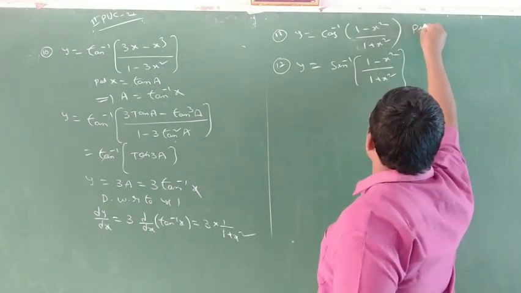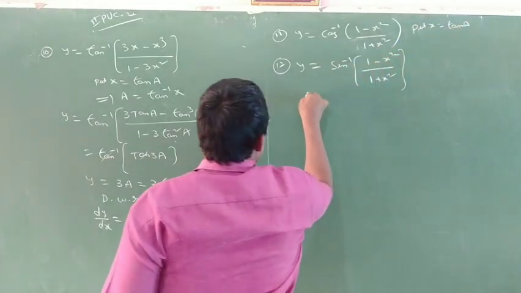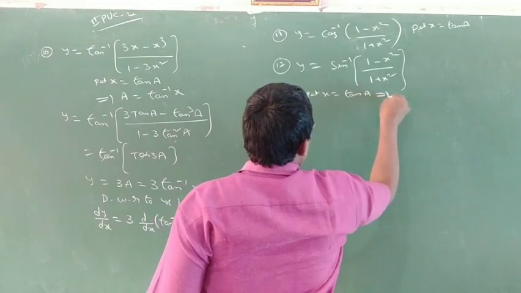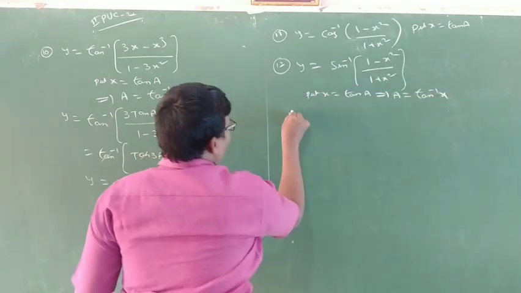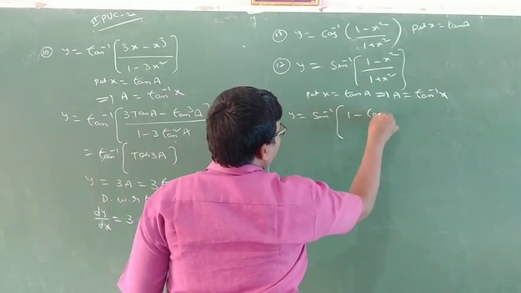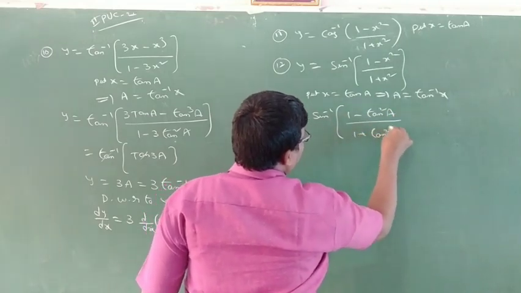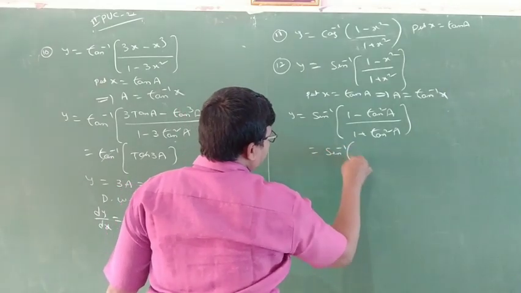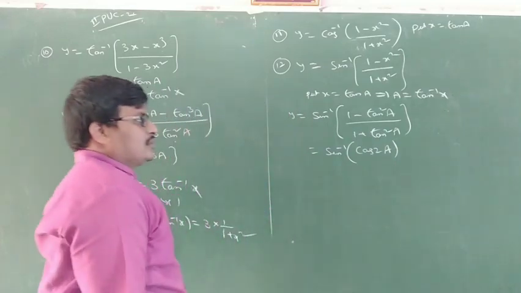Here the problem is, put x is equal to tan a. Same here also, put x is equal to tan a. That implies a is equal to tan inverse x. So y is equal to sin inverse of (1 minus tan square a) by (1 plus tan square a). So that is equal to sin inverse of cos 2a, not sin 2a.